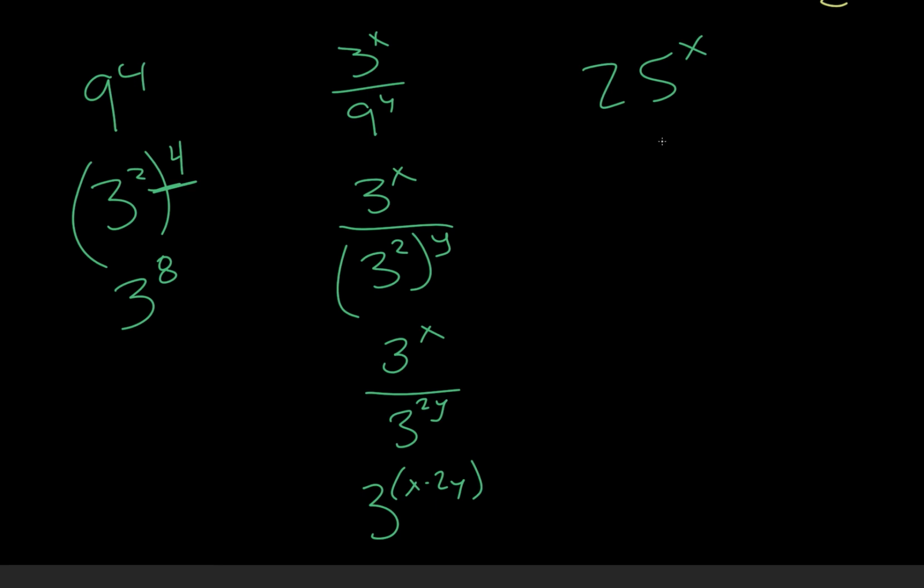Okay, now on this one, 25 can be written as 5 squared. We use our rule where we multiply these together, so we get 5 to the 2x. Alright, let's keep moving on.